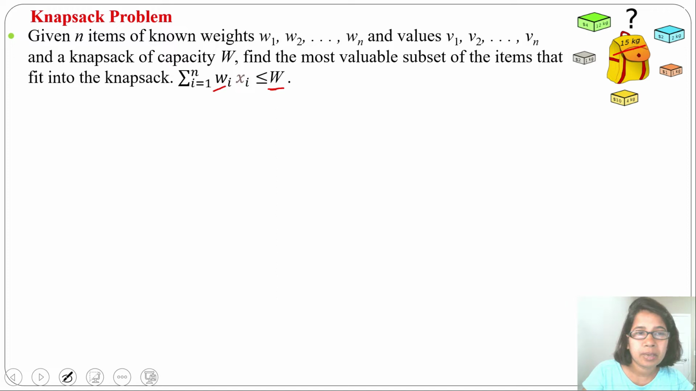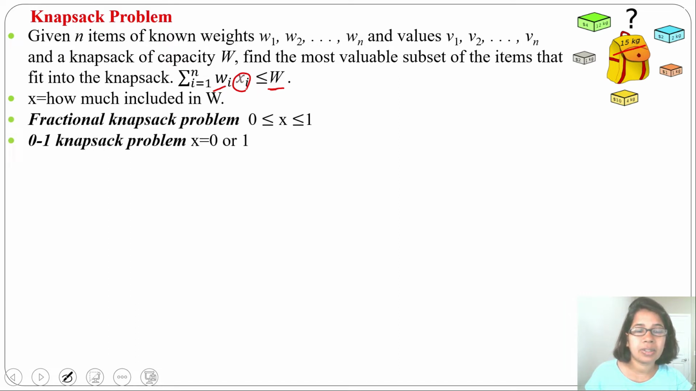There are two types of knapsack problem. One is the fractional knapsack problem. Another is the 0-1 knapsack problem. In the case of the fractional knapsack problem, we can choose some fraction. Means either you can choose the whole item, or you can choose zero of the item, or you can choose some fraction. So this x is how much we are including from the item. In the case of fractional knapsack, x can be in the range 0 to 1, and in the case of 0-1 knapsack, x can be either 0 or 1. Means either you can choose the item or you can skip the item. But in the case of fractional, some part of that item we can choose.